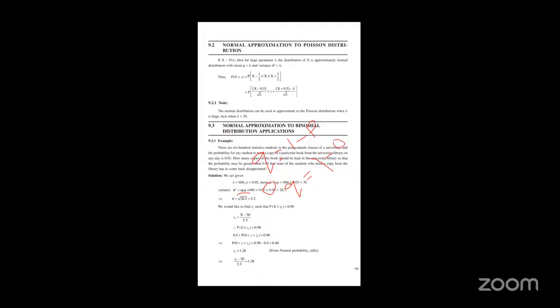P is 0.05, so q becomes 0.95. So 600 into 0.05 into 0.95 equals 28.5. So what is the standard deviation? Standard deviation is the root of this, which is approximately 5.3.